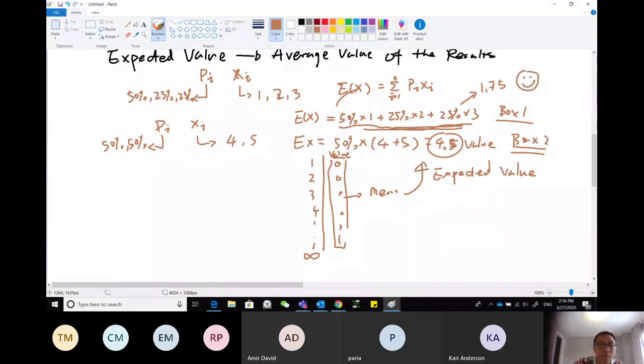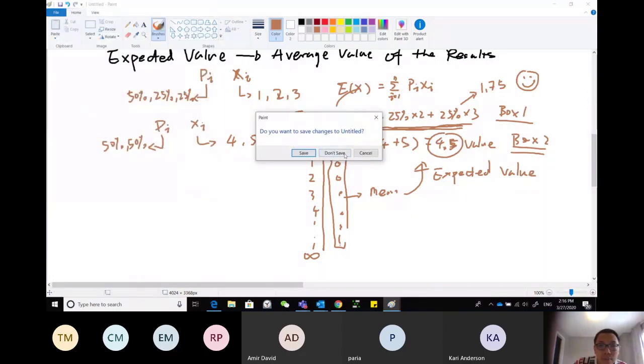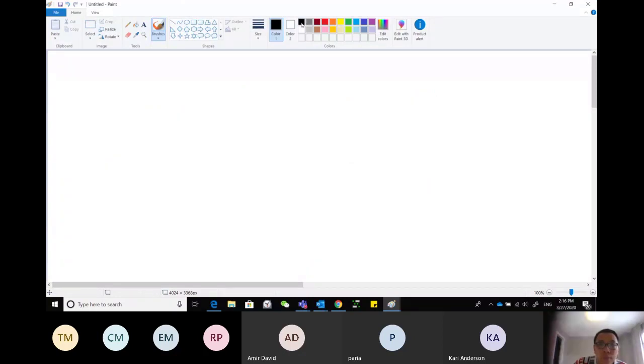Okay. So now let's go through the examples. Today we'll cover 2 examples. So let's go for the first example. Example 1. So for example 1, let's say we're a small business owner, right? We try to invest in 2 different projects. So project 1 and project 2.